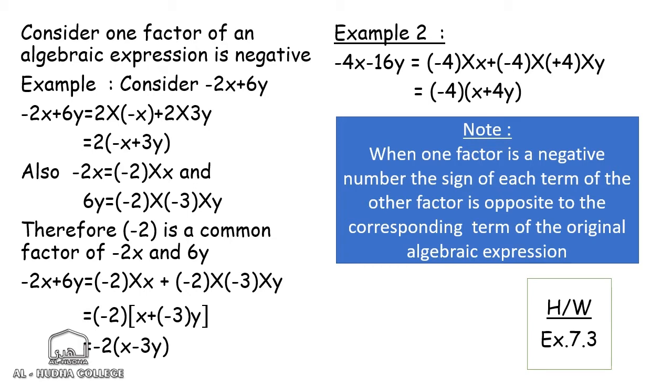So that's what they are saying in the note. When minus is there, here it becomes plus. And when you take a negative number as one factor inside the bracket, you get the opposite sign of the original question. So you must have understood this.